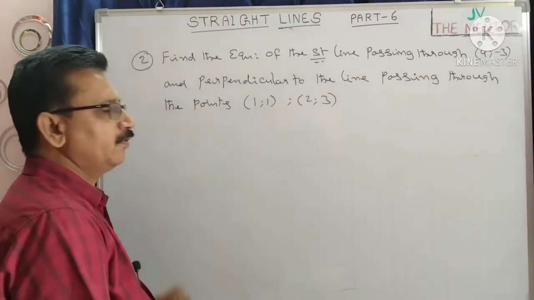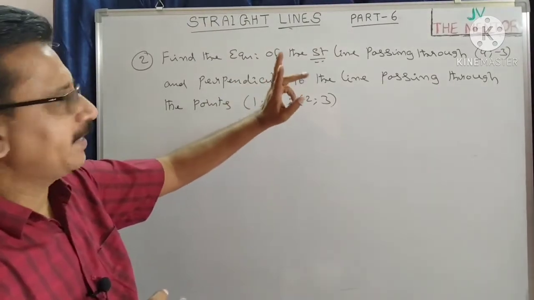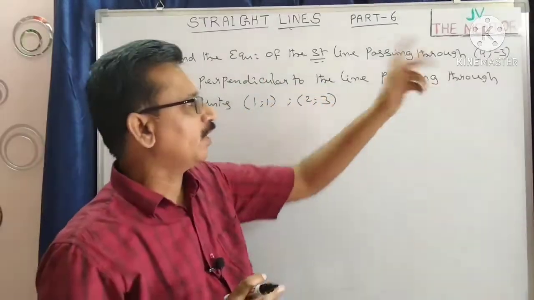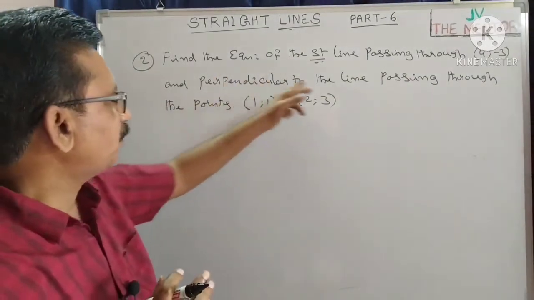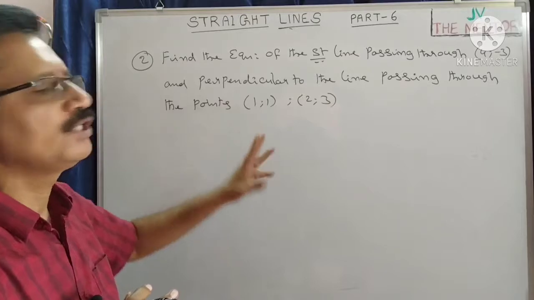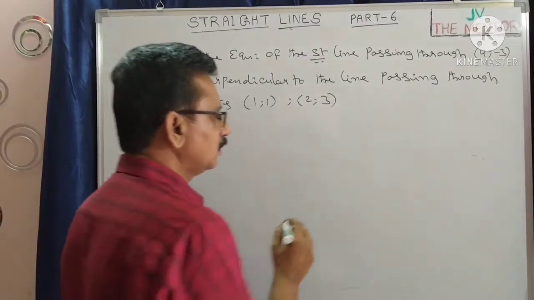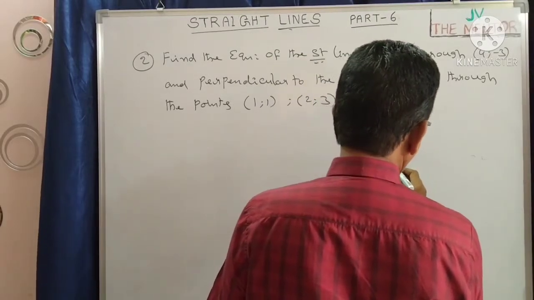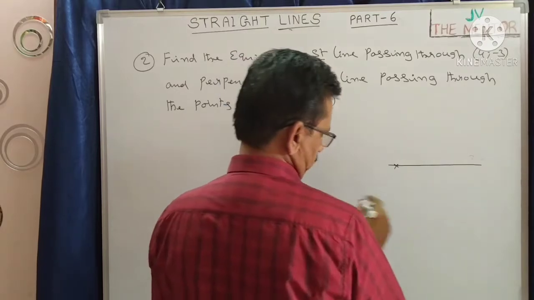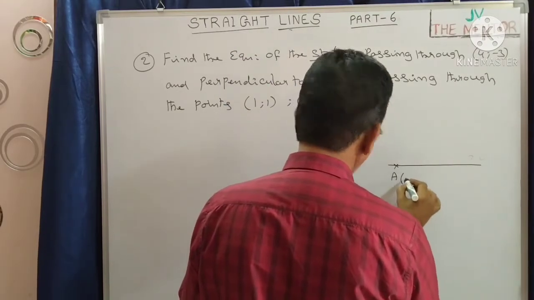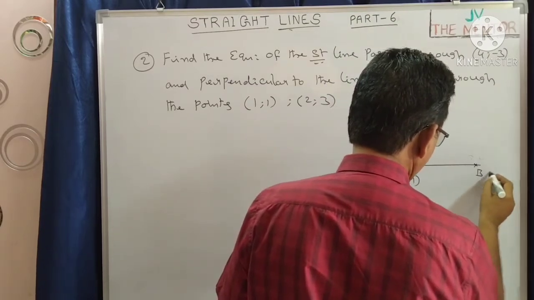Now here, we will find the equation of the straight line passing through the point 4 comma minus 3 and perpendicular to the line passing through these 2 points. This is the line which is passing through the points 1 comma 1 and 2 comma 3. Let it be A 1 comma 1 and B 2 comma 3.